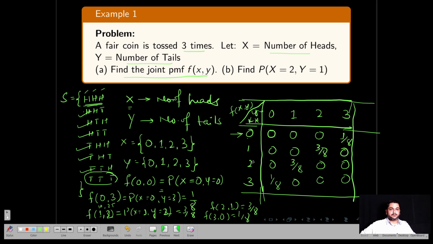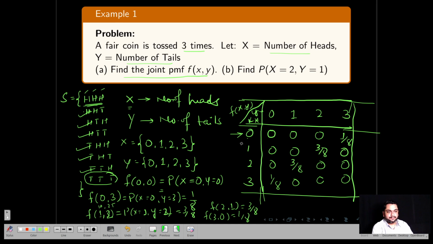You have to validate, no? So what is the condition? The sum of the complete area should be 1. That is what they are saying. Second condition. In the single variable it was summation of x, f of x equal to 1. Here summation of x, summation of y, f of x comma y should be equal to 1.